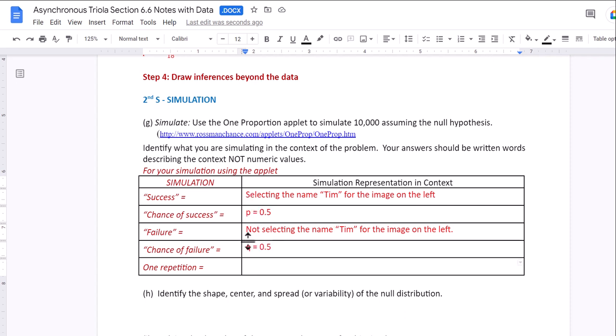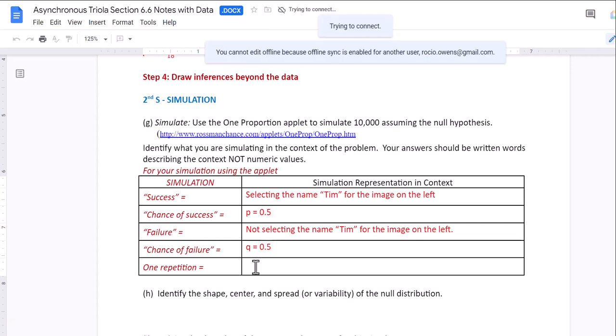So I'm going to use the binomial notation. So success is P, the probability of success is 0.5. Q is failure, the probability of failure is 0.5 as well. And that's because we have 2 names, Tim or Bob, so the probability of choosing Tim is 1 out of 2. The probability of not choosing Tim is selecting Bob, which is still 1 out of 2, so 0.5. The number of repetitions will be the number of students that we're using. So it will be 18 students.